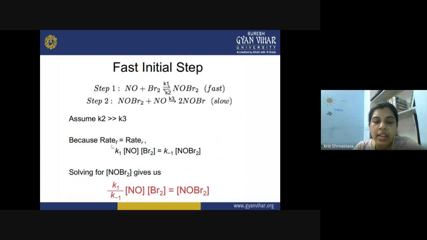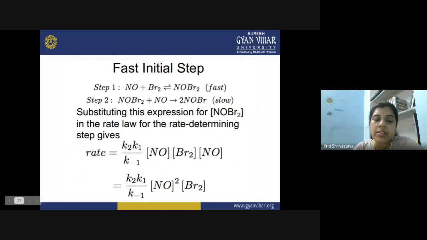Now you can write the rate of the forward reaction as k1 [NO][Br2], and k-1 represents the backward reaction, so it will be k-1 [NOBr2]. When you solve this equation for NOBr2, because we need to remove this term from our rate expression, you have to find the value of it. That will be k1 upon k-1 times [NO][Br2] is equal to [NOBr2]. That is the term we get after solving these two equations.